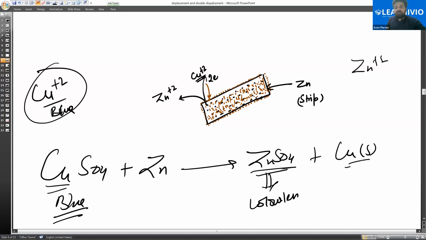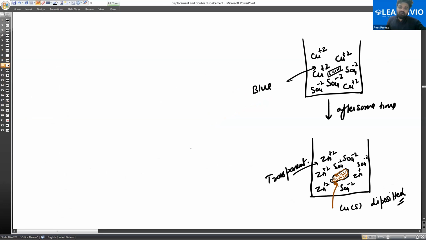And the copper solid will have the color brown. Brown color of copper will be deposited on the strip of zinc, like this. Okay. So please draw this one: when you have a copper sulfate solution, it will have Cu2 positive and SO4 minus 2 ions. But after some time, when you add the zinc strip, you will notice that the zinc strip will start corroding, and instead of copper ions there will be Zn2 positive ions, and the solution will become transparent or colorless. And the brown color here will be of copper that is deposited on the surface of the zinc. Please notice both changes.